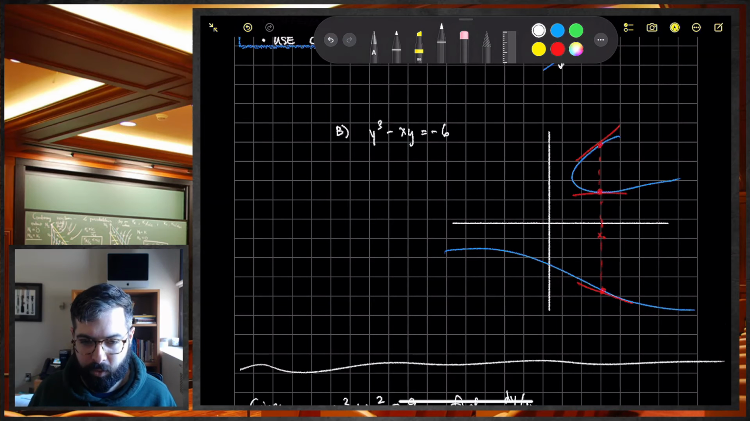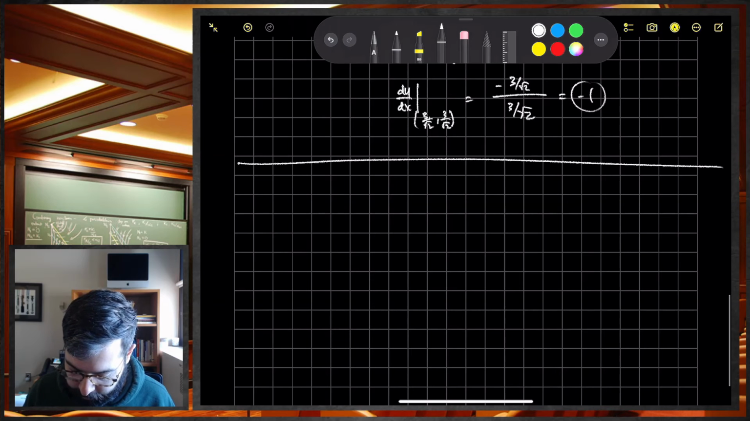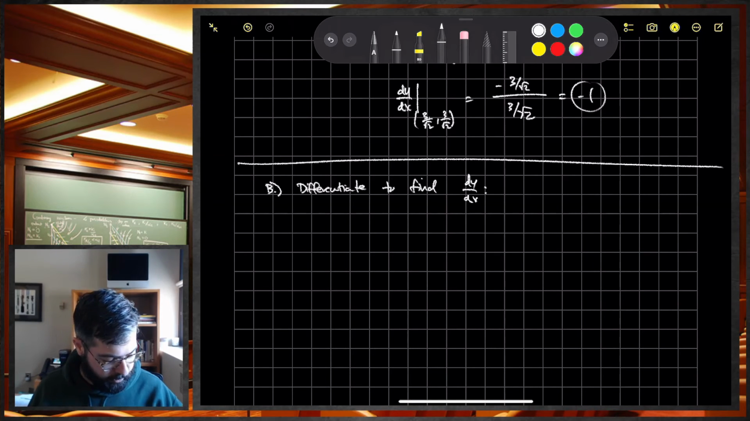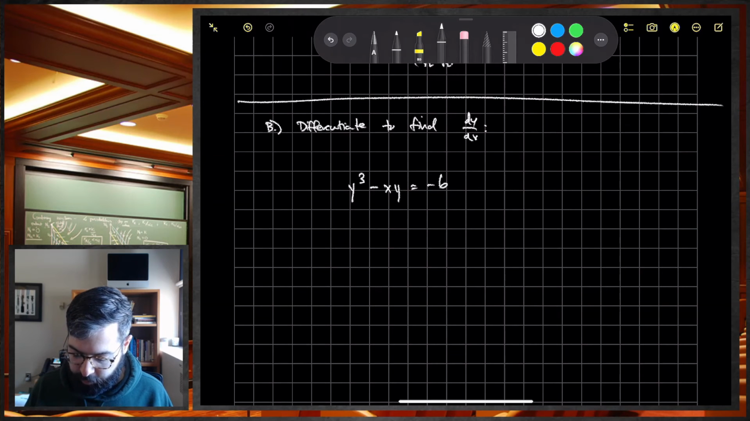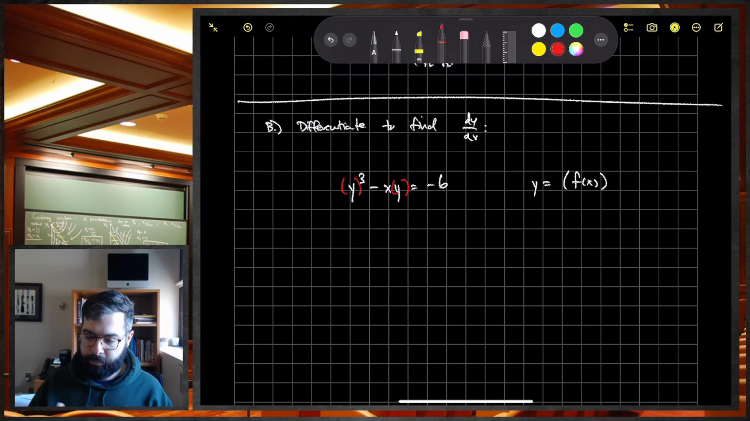So let's do one more here to highlight this process. Differentiate to find dy dx for, let's do that curve we had before, y cubed minus xy equals negative 6. So again, assume y is some inner function of x. What you can do is even put in some brackets here to remind yourself, because this is a place where students make the most mistakes typically, forgetting to apply the chain rule in multiple spots.